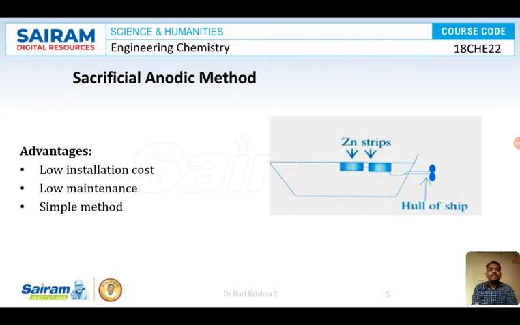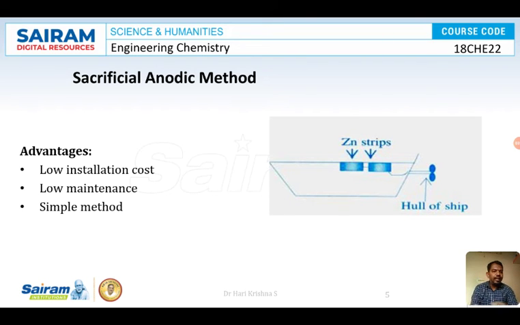So let us consider the ship base is made up of iron. You are going to attach a zinc hull. What do you mean by hull? It will be a hook like this. It is usually used to tie the ships in the seashores. A huge hull will be attached to the base of the ship.